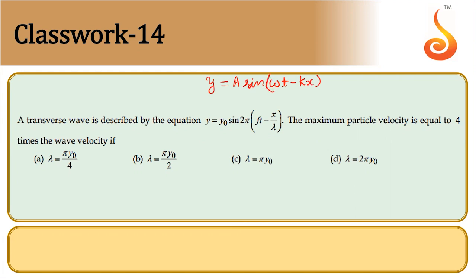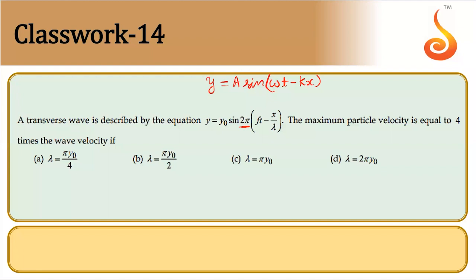See, standard equation of wave is a sine omega t minus kx. If it is omega t minus kx, it is traveling along positive x-axis. If it is omega t plus kx, it is traveling along negative x-axis. Multiply this 2 pi inside: 2 pi f will be equal to omega, 2 pi by lambda will be equal to k.